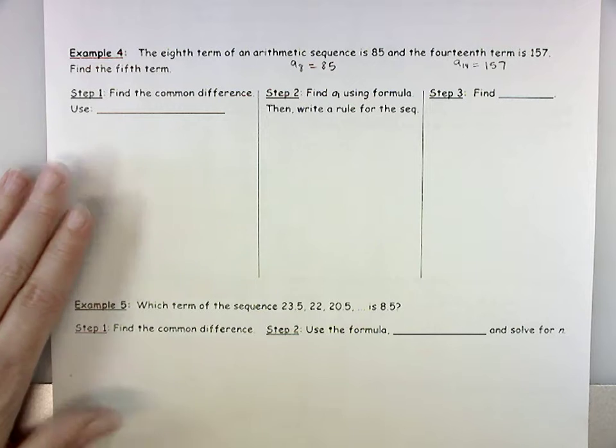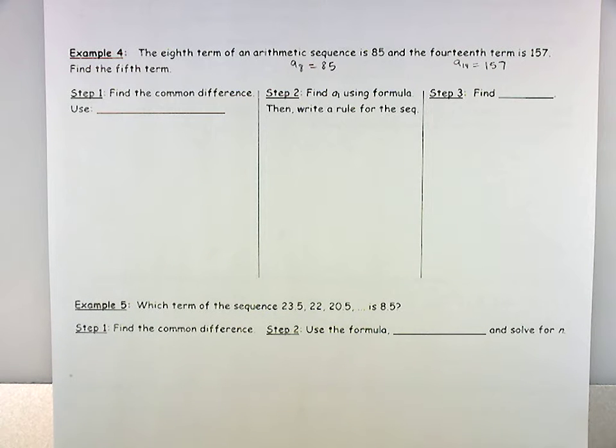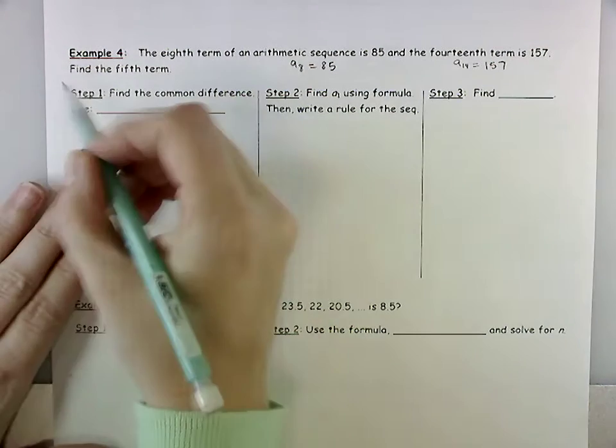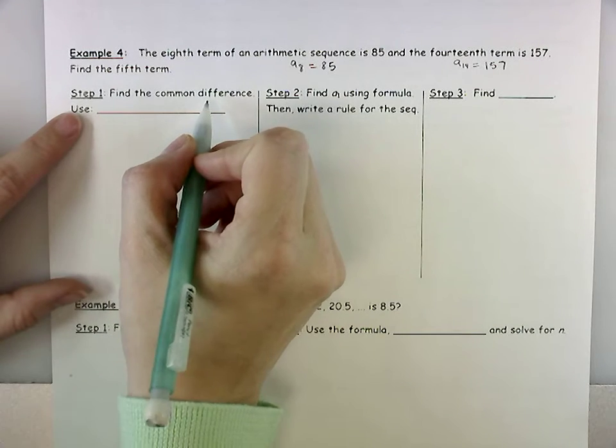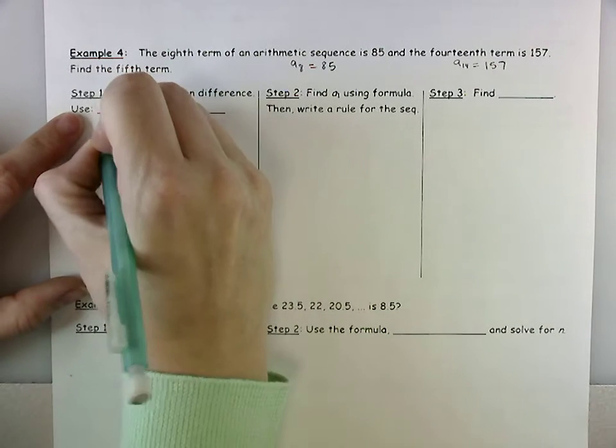Okay, now there's actually several different ways that you can do this. I'm going to give you a step-by-step approach, which the book is also going to show you as well. But I'm interested to see if you guys can figure out some other ways too. So for step 1, what you can do is you can figure out the common difference.